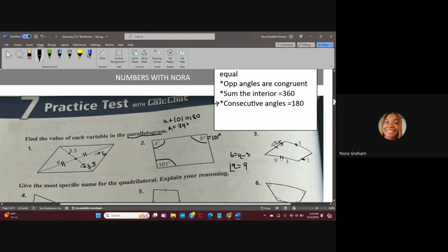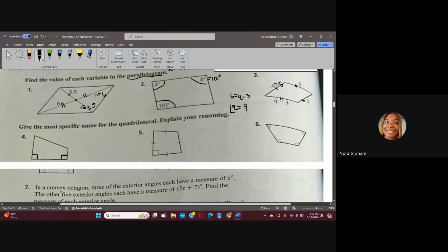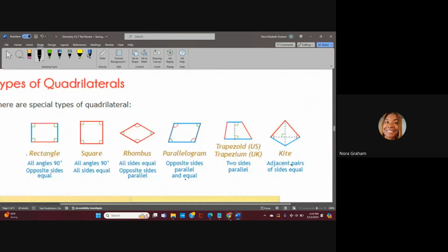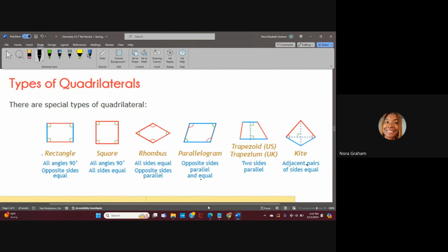All right, so let's go down to 4. Give the most specific name for the quadrilateral. Explain your reasoning. I'm going to show you a little cheat sheet, and you can use this for your homework and to help you memorize what types of quadrilaterals we have. There are 1, 2, 3, 4, 5, 6 different types of quadrilaterals, and in blue down here, it tells you why they are these types of quadrilaterals. For example, usually in a kite, both of the adjacent pairs, or the sides that touch each other, are going to be congruent.